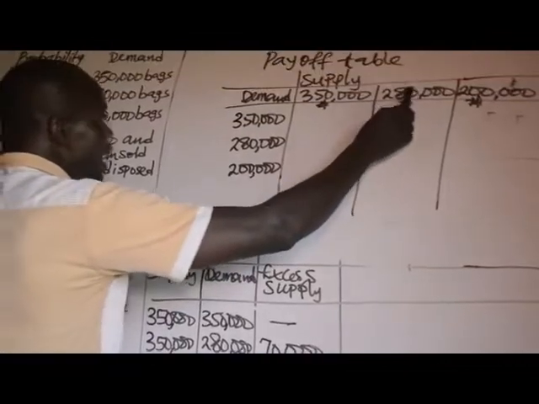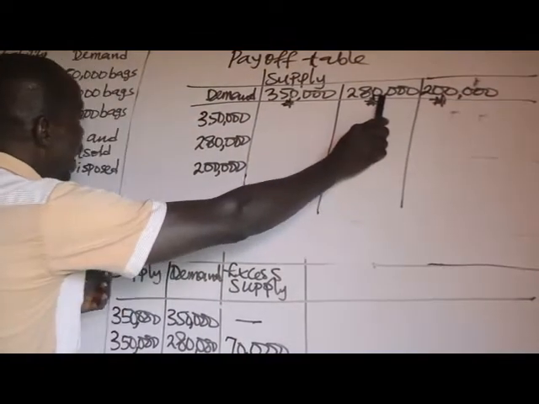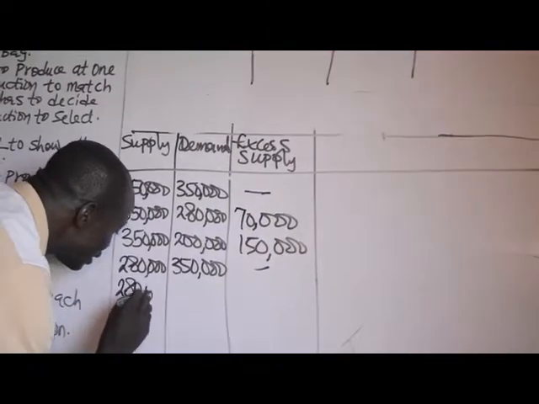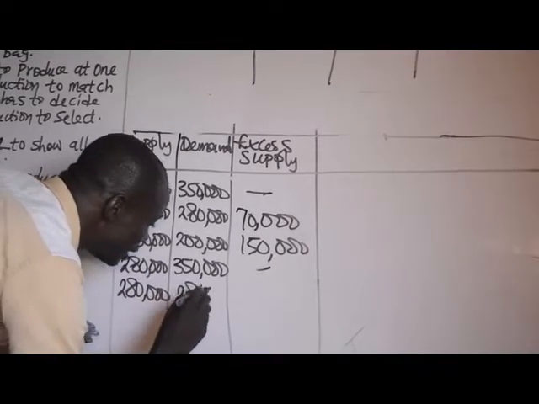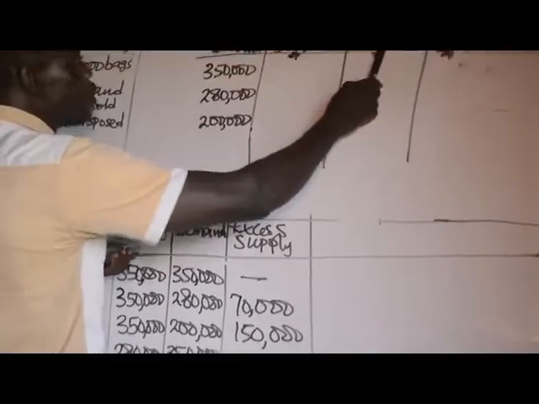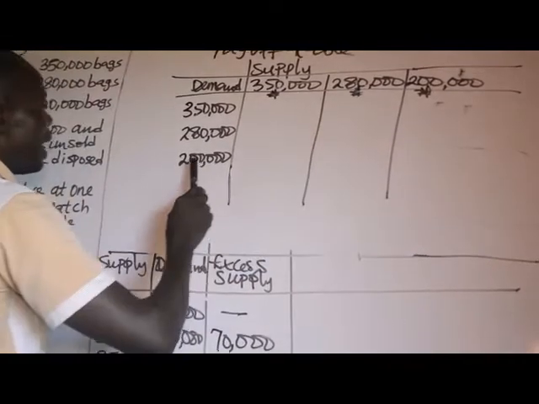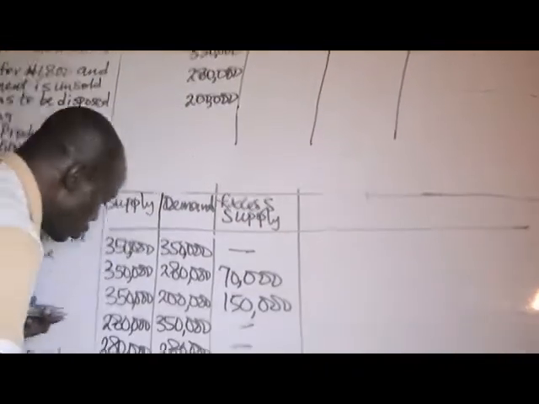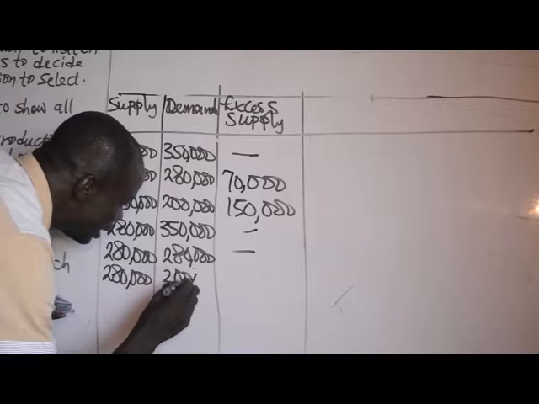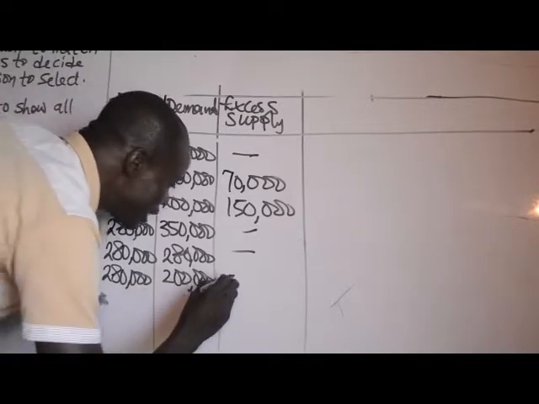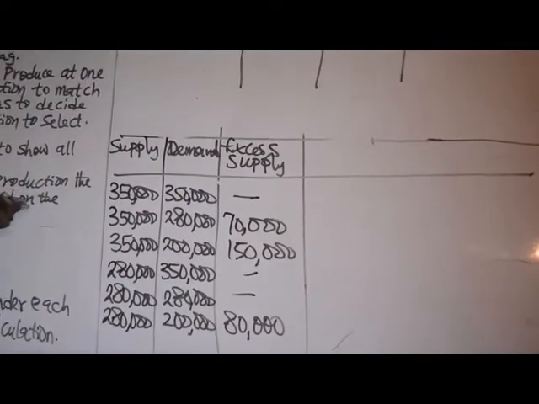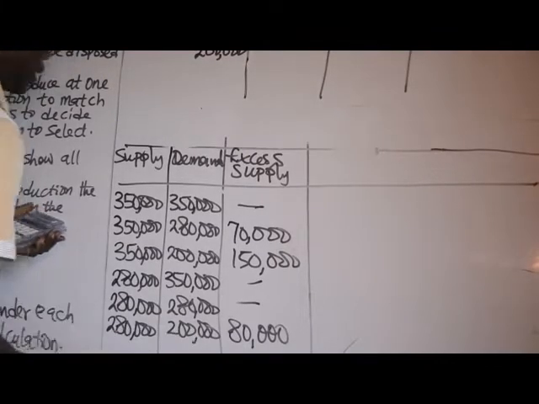So your sales will be limited to 280,000. Here, supply is 280,000 and demand is also 280,000. Demand and supply are at the point of equilibrium. Here, supply is 280,000 and demand is 200,000. In this case, there is an excess supply of 80,000 because supply is greater than demand.